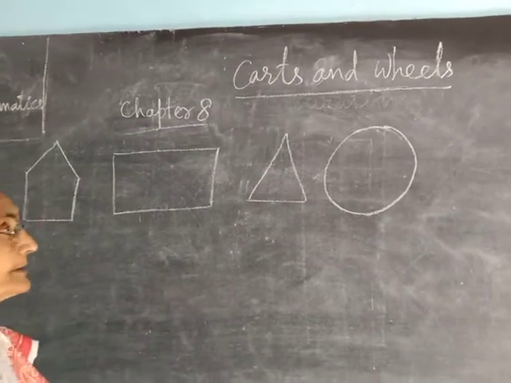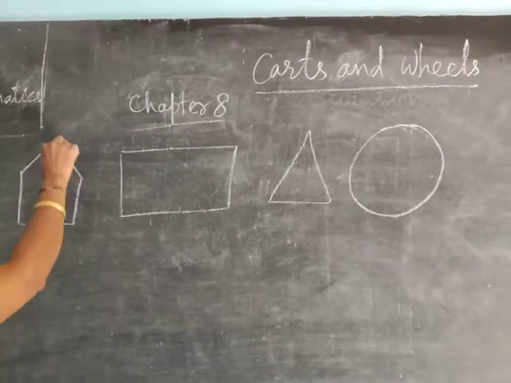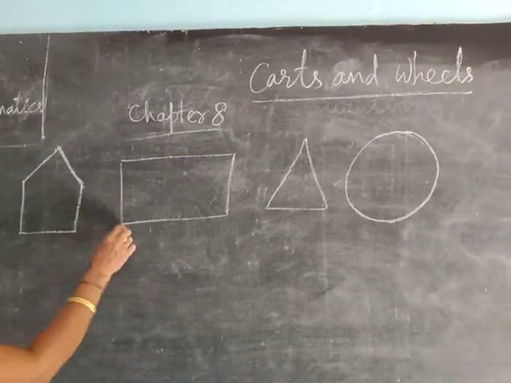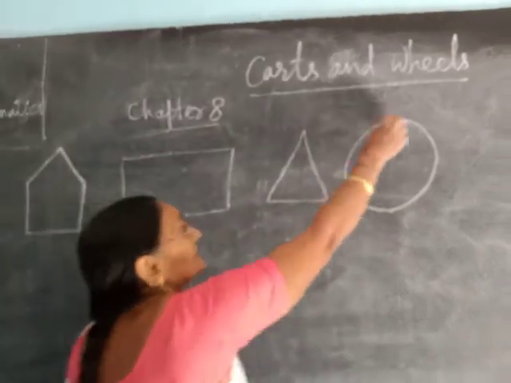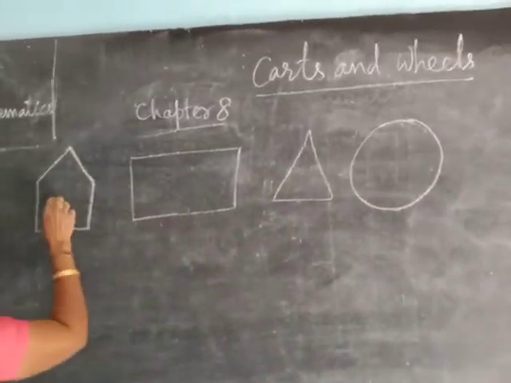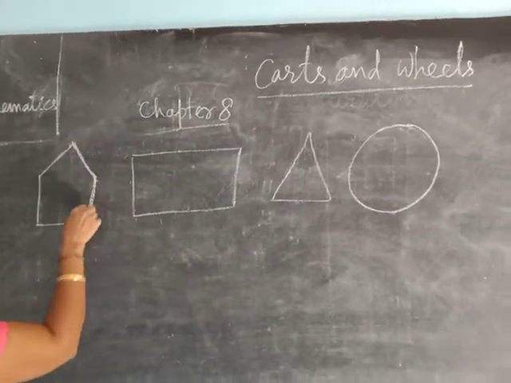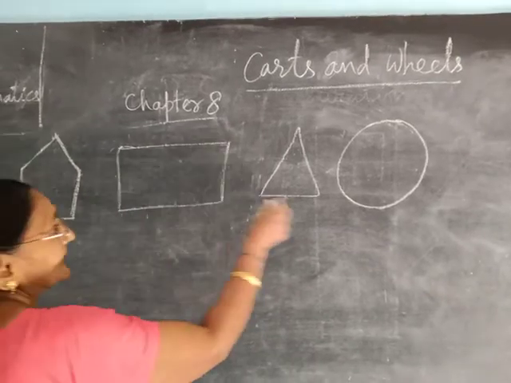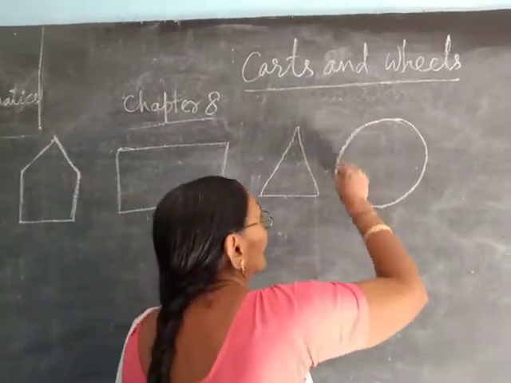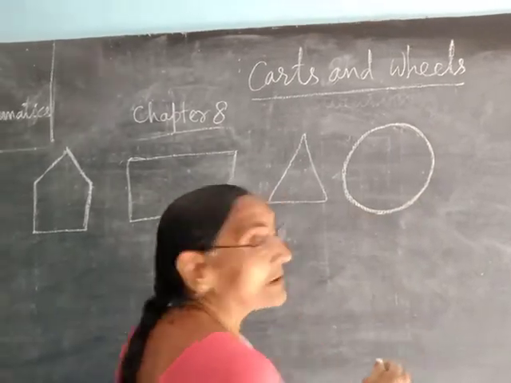So here some figures are there. These are all closed figures. So this figure is also a closed figure. But these figures are closed with line segments. See, these are line segments closed with line segments. But this is a closed figure, but it has no line segment.